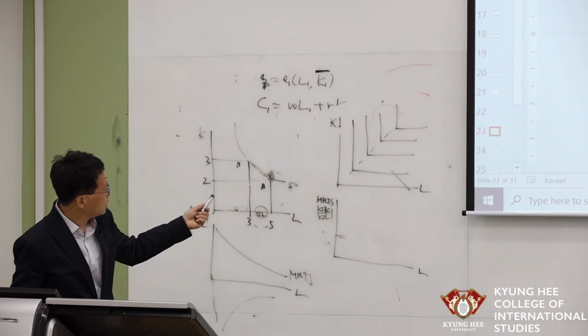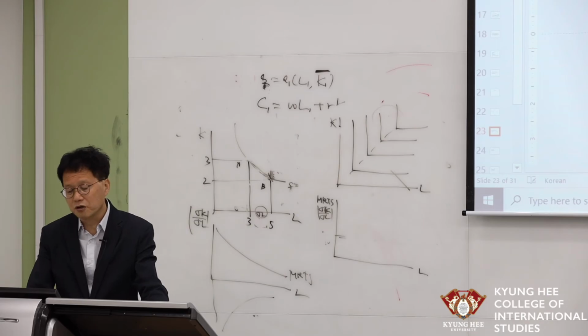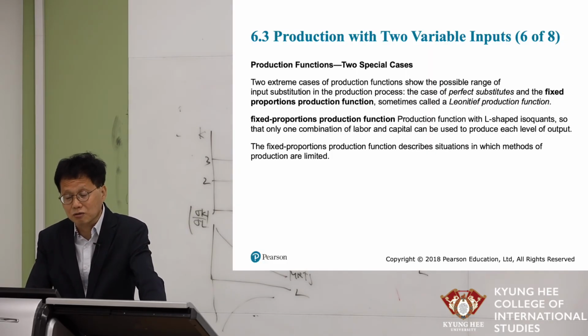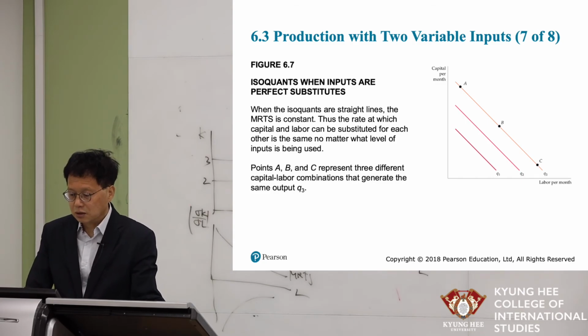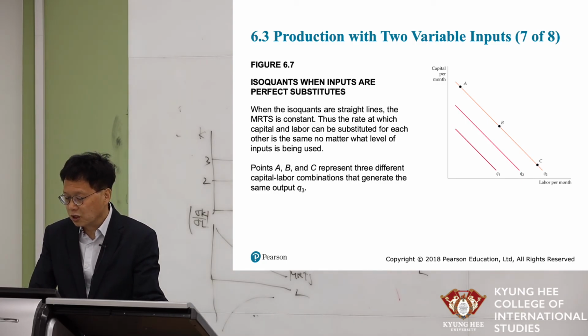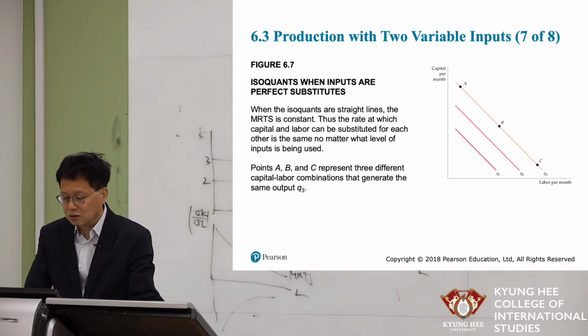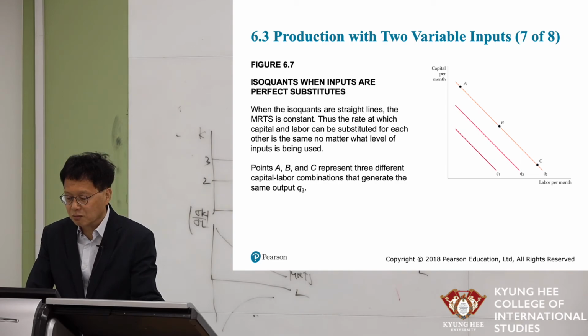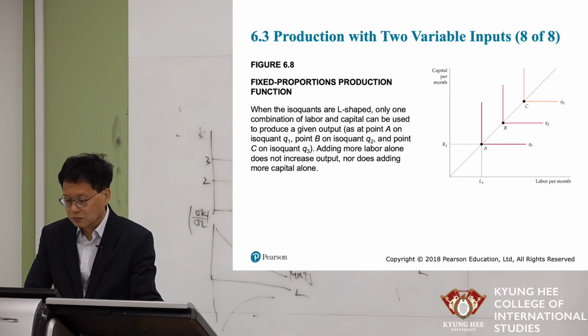Actually, we already studied this kind of function in consumer theory, right? Same as that. Next page. That is a perfect substitute case. When the isoquants are straight lines, the MRTS is constant. Thus, the rate at which capital and labor can be substituted for each other is the same no matter what the level of labor input. Okay? That is the fixed proportion production function.